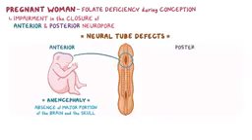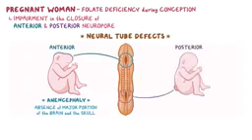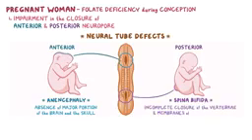Similarly, if the posterior neuropore doesn't close well, the baby may be born with spina bifida, or incomplete closure of the vertebrae and membranes of the spinal cord.